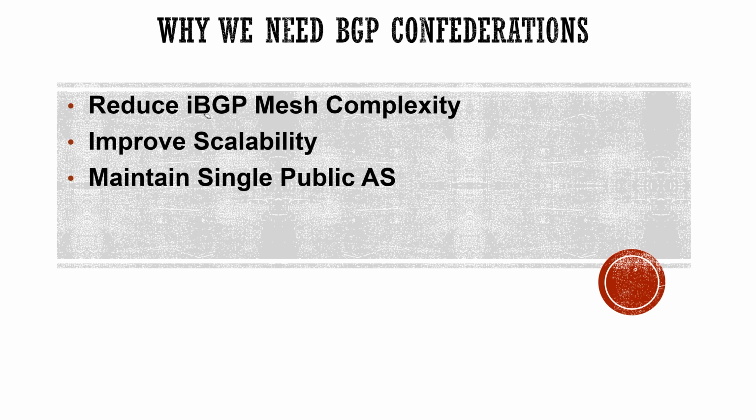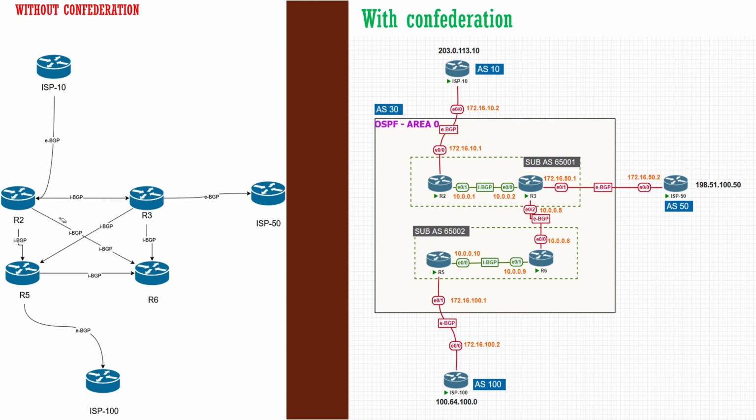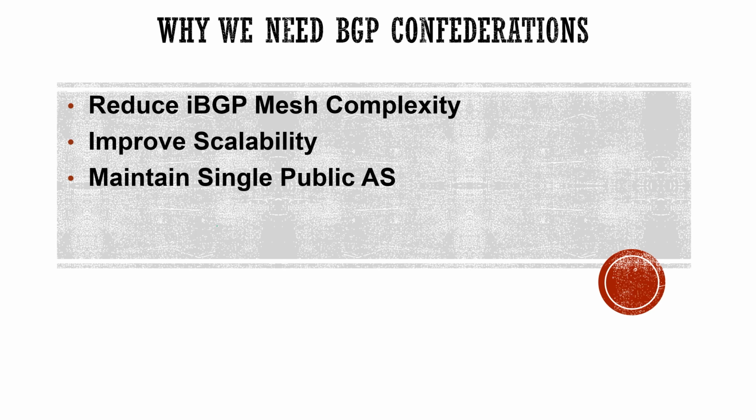These are again just the bullet points. It will reduce the iBGP mesh complexity, as we saw, that we don't need to have a lot of links, as you can see in the left hand side diagram. We don't need something like this if we have the BGP confederation. It also improves scalability. We can grow bigger and bigger. We can have multiple routers, divide them into their own sub AS numbers and connect them with eBGP confederation peering.